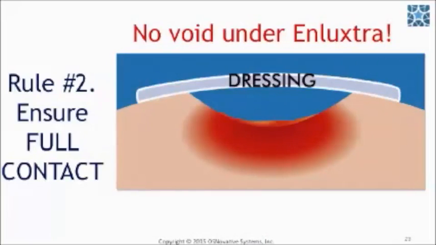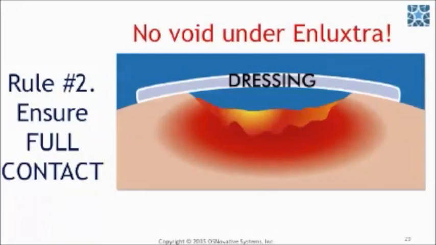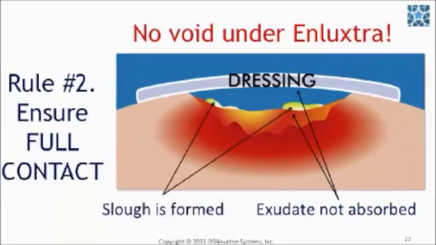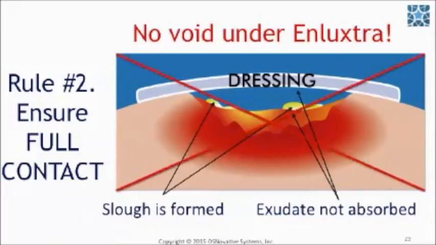Rule 2. Ensure full contact with the wound bed. Enluxtra must be in full contact with the wound, with no tenting. If there is a gap between Enluxtra and the wound bed, the dressing material will not be able to absorb the exudate. This will cause slough formation and maceration of the wound and peri-wound area.